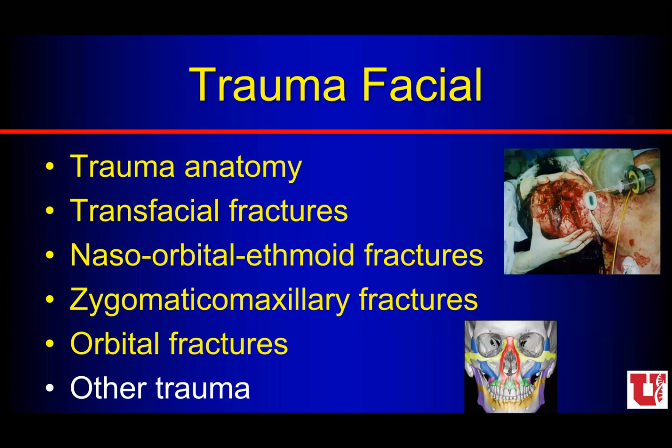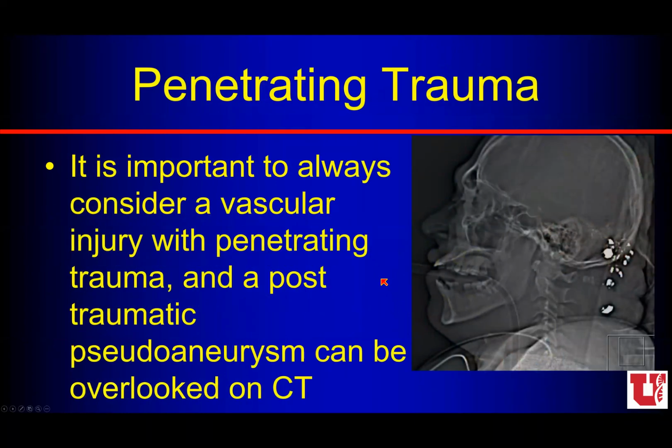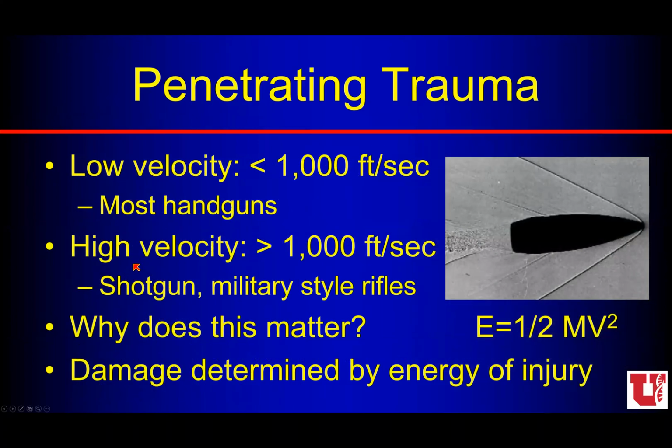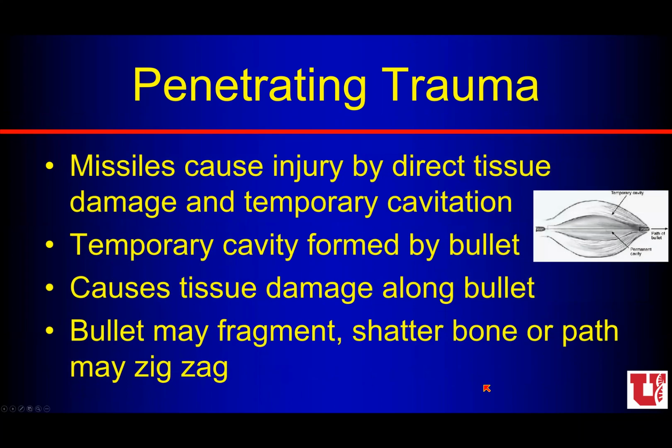So to finish up, we have other types of trauma that we often discuss. Sometimes penetrating trauma is very important when we're thinking about possible vascular injuries with penetrating trauma, and pseudoaneurysm can be often overlooked on CT. We think about both low velocity and high velocity trauma. Usually low velocity is handguns and high velocity is rifles. That's important because of the energy created by the mass and the velocity. And trauma and damage can be determined by the energy created.